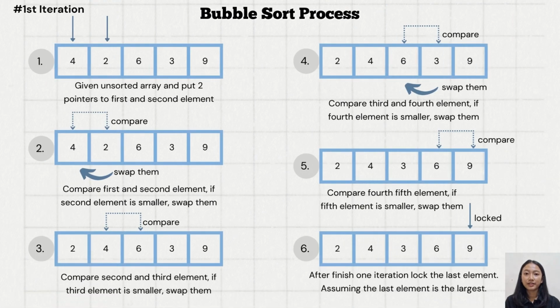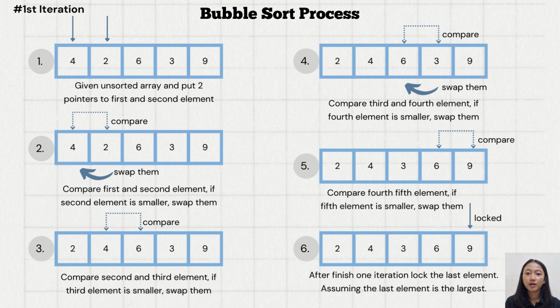This is the example of bubble sort process. First iteration. 1. Given an unsorted array, put two pointers at the first and second element. 2. Compare the first and second element. If the second element is smaller, swap them. 3. Compare the second element and third element. If the third element is smaller, swap them. 4. Compare the third and fourth element. If the fourth element is smaller, swap them. 5. Compare the fourth and fifth element. If the fifth element is smaller, swap them.